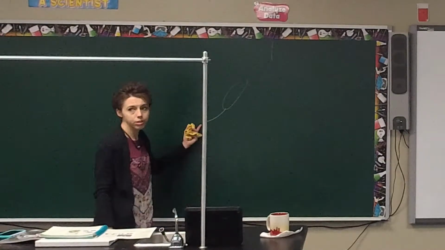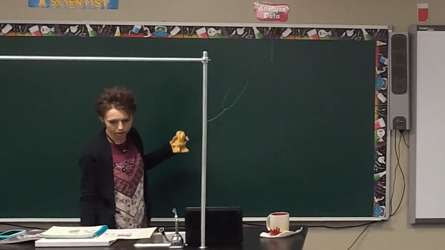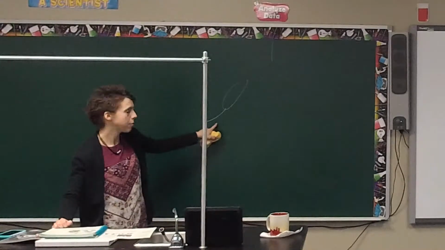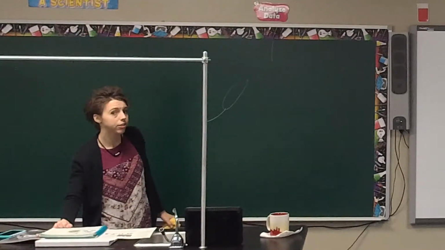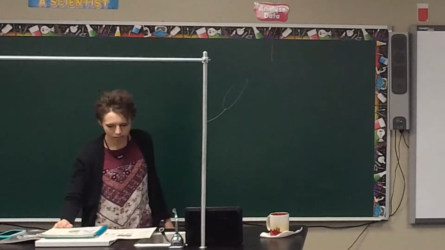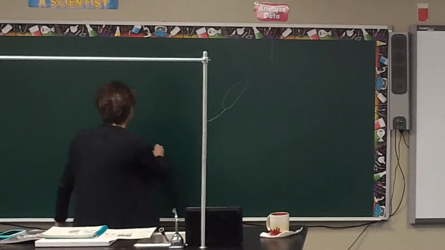So what do you call the leaf stalk? Petiole, good job. What do you call a leaf that doesn't have a petiole? Attaches directly to the stem. Sessile, good. Alright, different types of leaf arrangement.